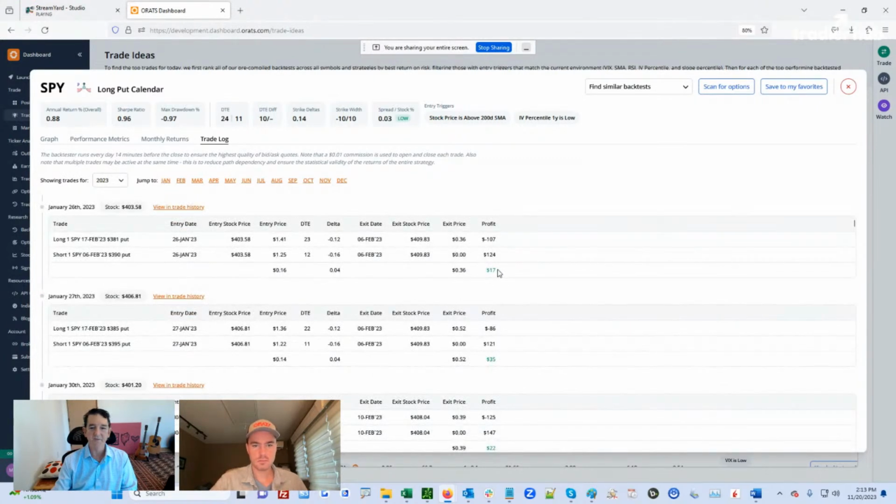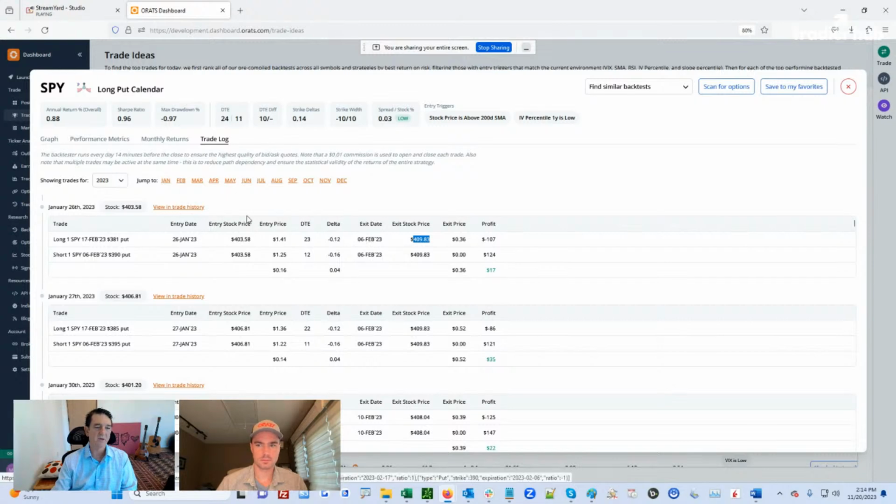So here's the profit. I'm just picking a trade in January of this year. They bought the 381 put, sold the 390 put when the stock was at 403. And the stock went from 403 and they exited on February 6th. So just a couple of weeks, and it went to 409. And so they were slightly profitable on that particular trade.